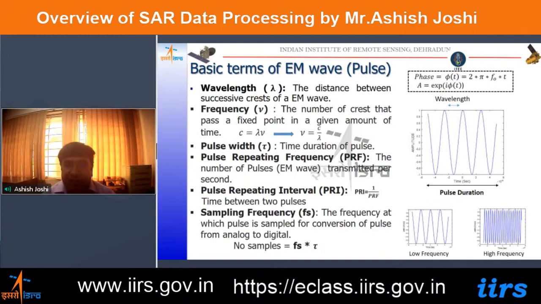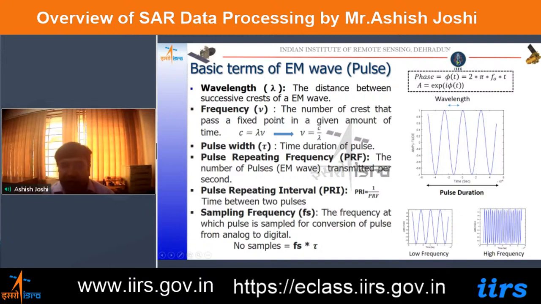Now we will see some basic terms of the electromagnetic wave or pulse. First is the wavelength. Wavelength is the distance between successive crests of an electromagnetic wave. So if this is the electromagnetic wave, then this distance is called the wavelength. Means two successive crests is given by the wavelength.